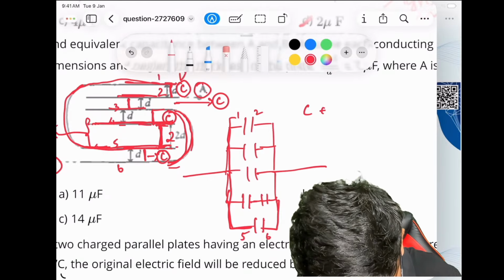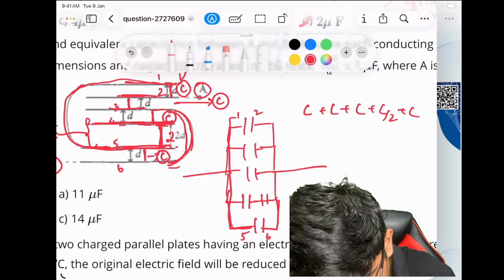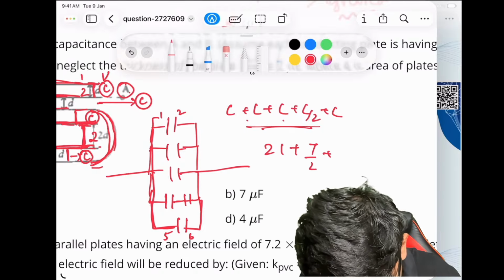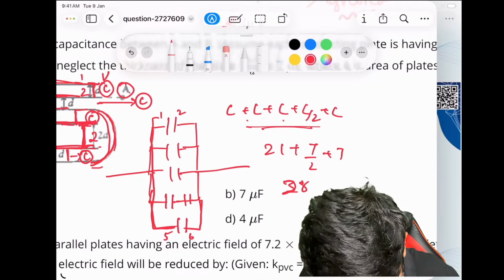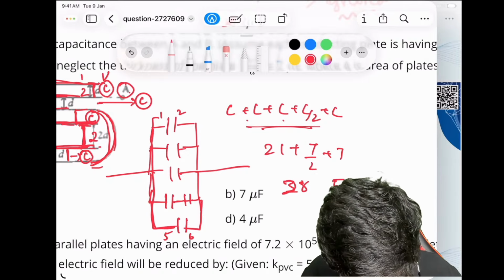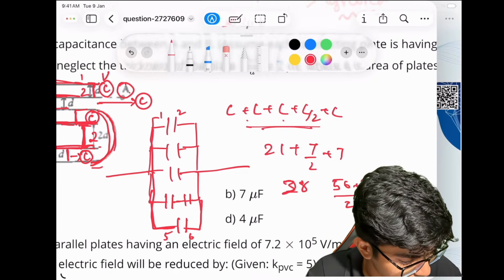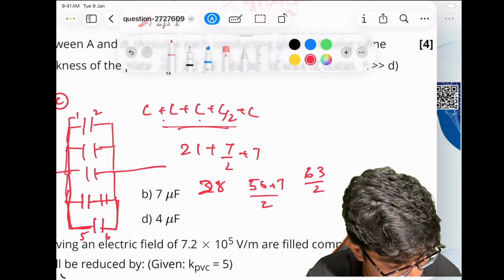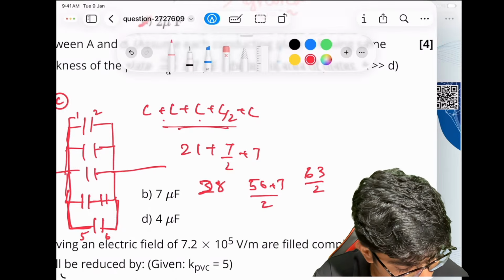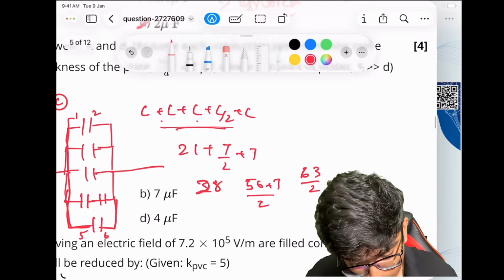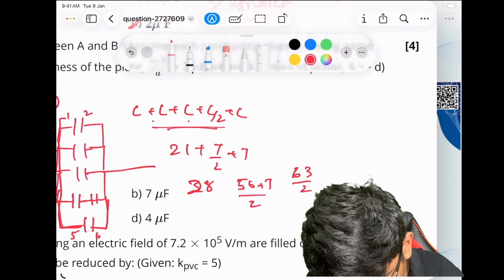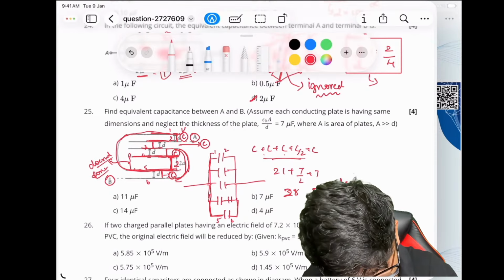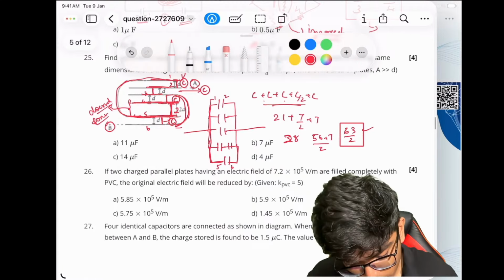So it's nothing but C plus C plus C plus C by 2 plus C. That is 7 3s are 21, plus 7 by 2, plus 7, so 28, into 2 now, 56 plus 7 by 2, 63 by 2. That's it: 3C, 4C, 8C, 9C by 2, it's correct. The options here are wrong, but this one is the right answer.